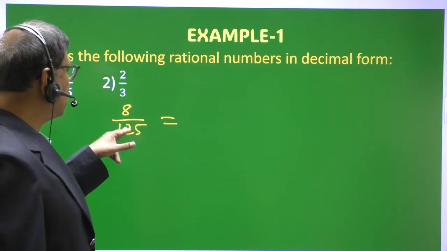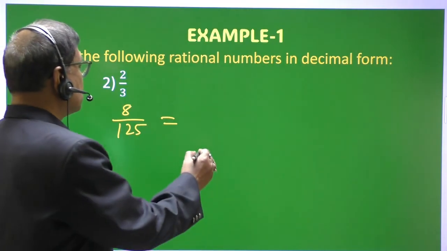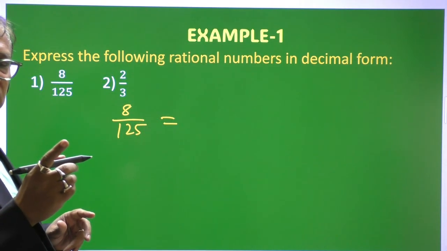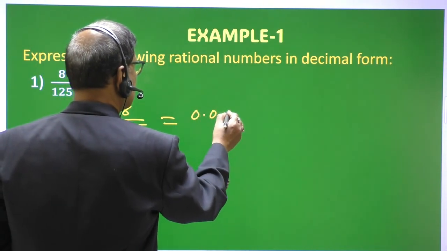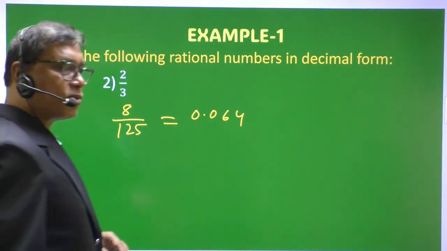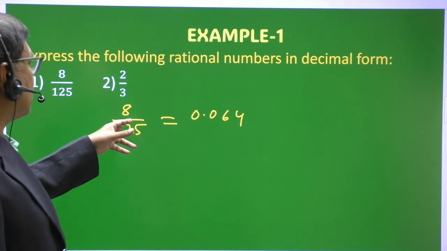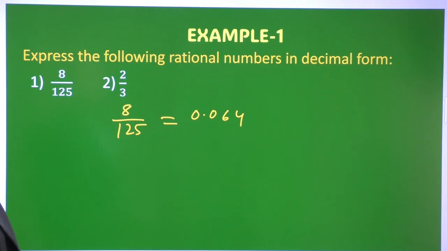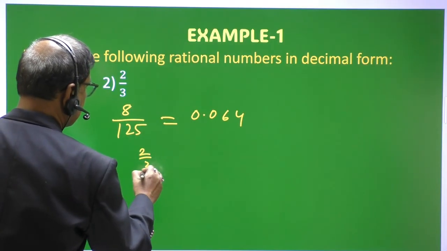So according to this rule, 8 into 8 is 64. And we have to put the decimal point after 3 digits from the right side. That means 0.064. See, without division, we can say the answer of 8 by 125 in decimal form is 0.064. Is it clear? Now, second sum, 2 upon 3.